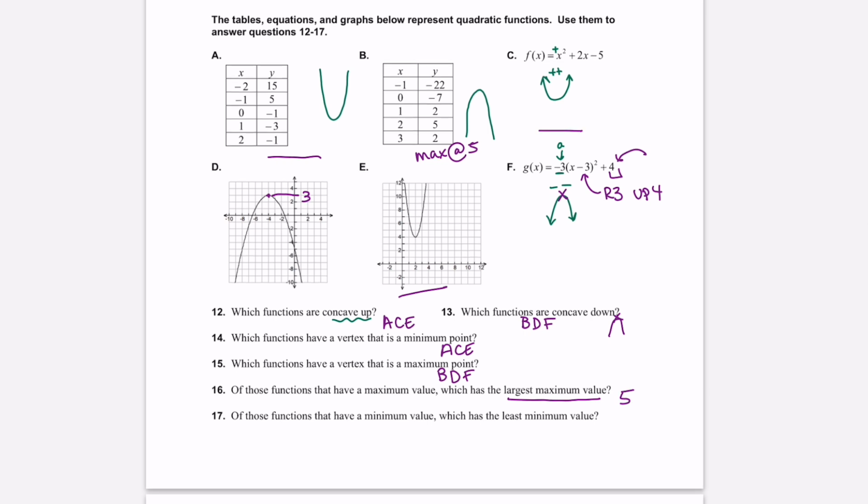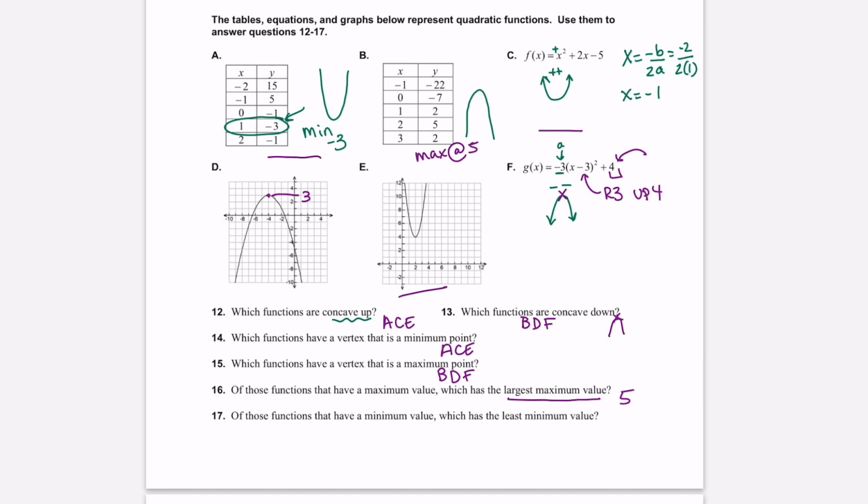And then of those that have a minimum value, what's the smallest or least minimum? So on A, we have a minimum. The lowest this goes is this value for the Y. It's at -3. C is a little bit tricky because it's in standard form. So the first thing we have to do is find the X value where it has a maximum or minimum value on the axis of symmetry. The equation is -b over 2a. So -b would be -2 over 2 times our a, which is 1. -2 over 2 is -1.